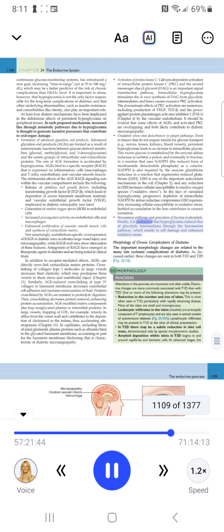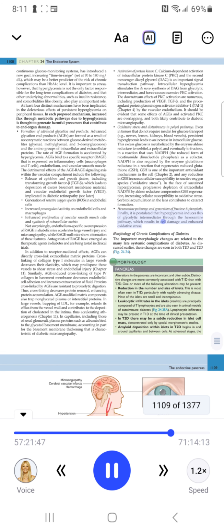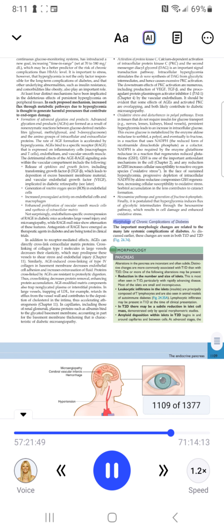Hexosamine pathways and generation of fructose 6-phosphate. Finally, it is postulated that hyperglycemia induces flux of glycolytic intermediates through the hexosamine pathway, which results in cell damage and enhanced oxidative stress. Morphology of chronic complications of diabetes.